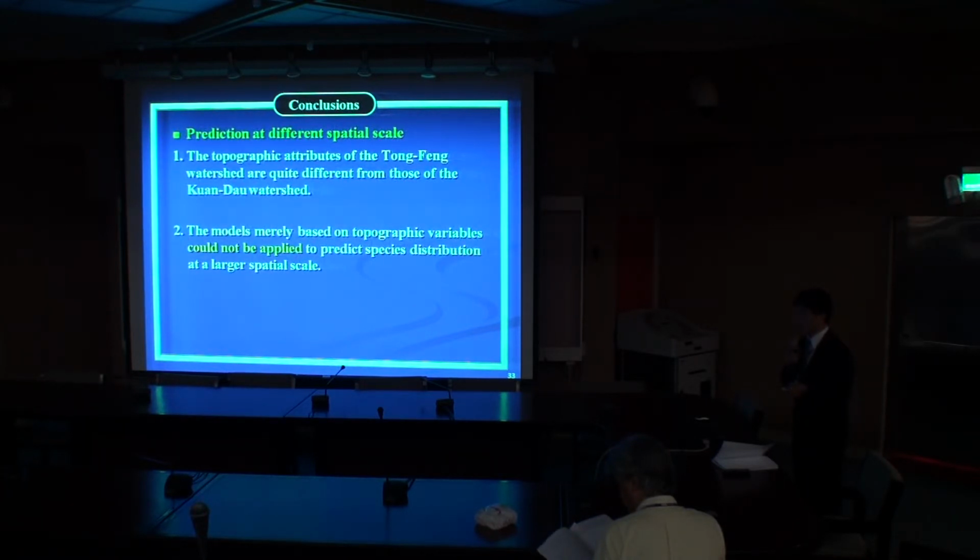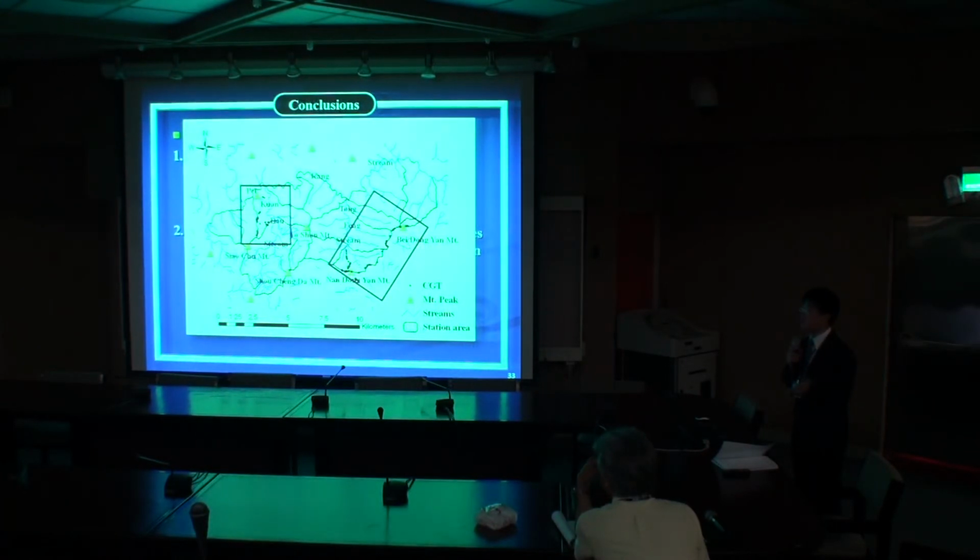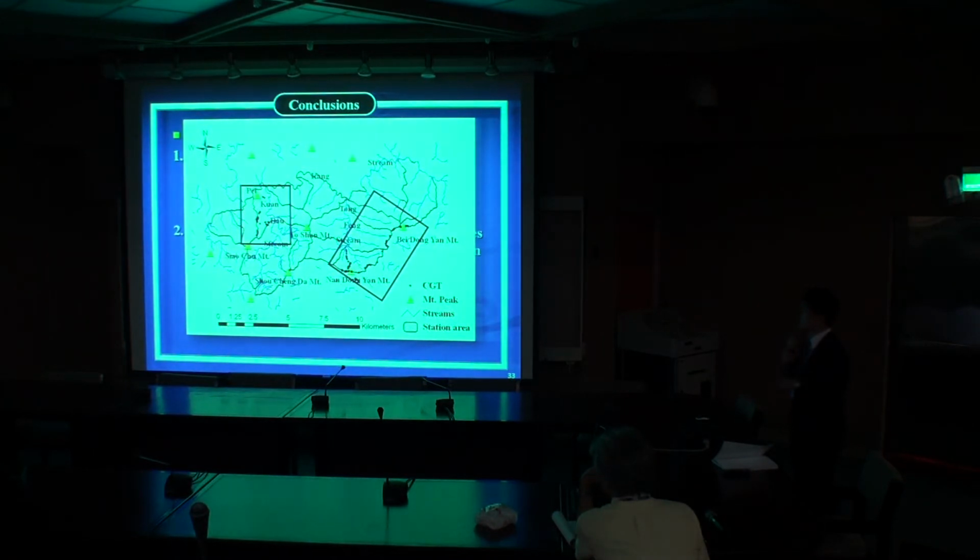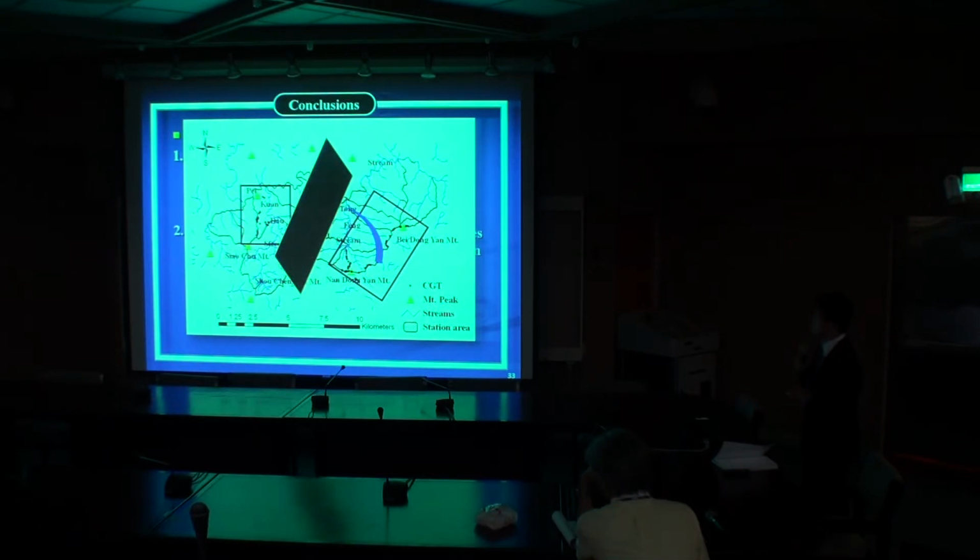So we could find that the topographic attributes of the Dongfeng are quite different from other places, and a model based merely on topographic variables could not be applied to predict species distribution at a large spatial scale. That's our study area idea today. We only use the Dongfeng sample to build the model, so we cannot predict other places.